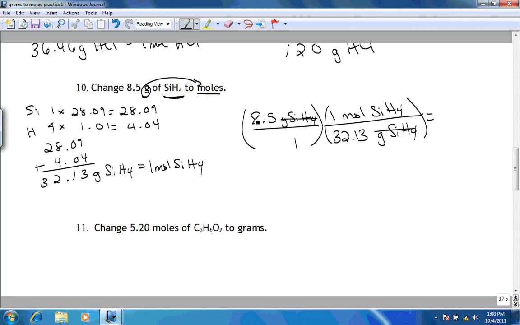So it's going to be 8.5. If it's on the top, you multiply. If it's on the bottom, you divide. So 8.5 divided by 32.13. That comes out to be 0.26 moles of SiH4.